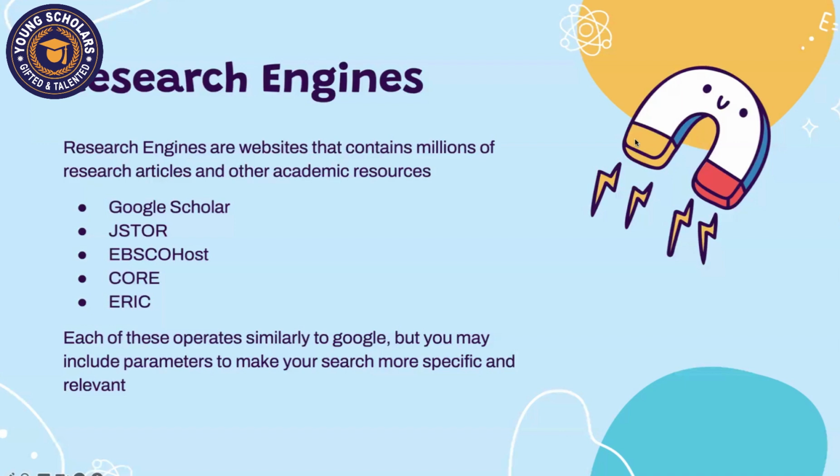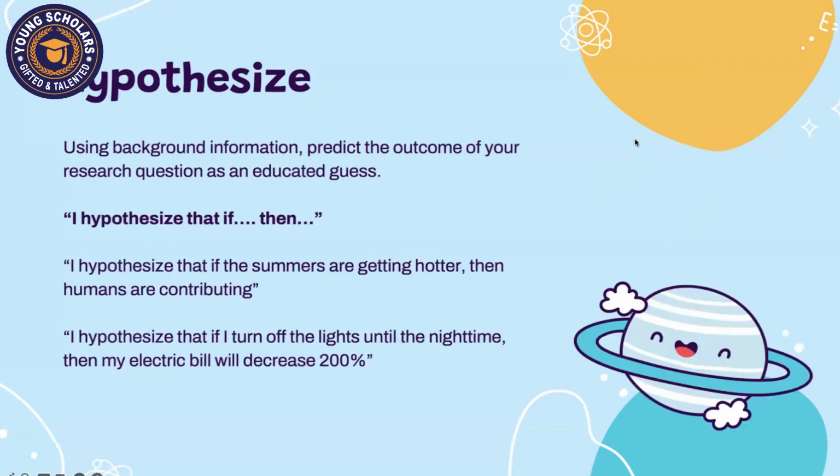Okay. So that takes us to the next step, which is going to be to hypothesize. When you hypothesize, you use all of that background information to try and predict the outcome of your research question as an educated guess, right? So I hypothesize that if this thing is happening, then this will happen, right? So I hypothesize that if the summers are getting hotter, then humans are contributing. Not the best hypothesis, but it works. Or I hypothesize that if I turn off my lights until the nighttime, then my electric bill will decrease 200%. Maybe better. It doesn't always have to be that specific, right? But my bill will decrease if I keep all my lights off as long as possible, right?